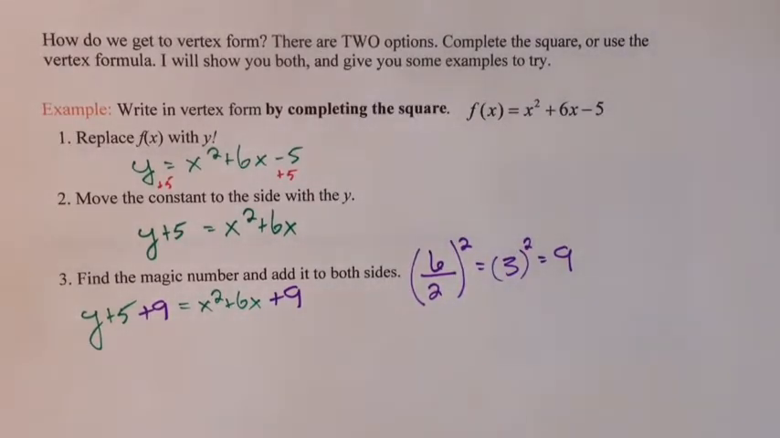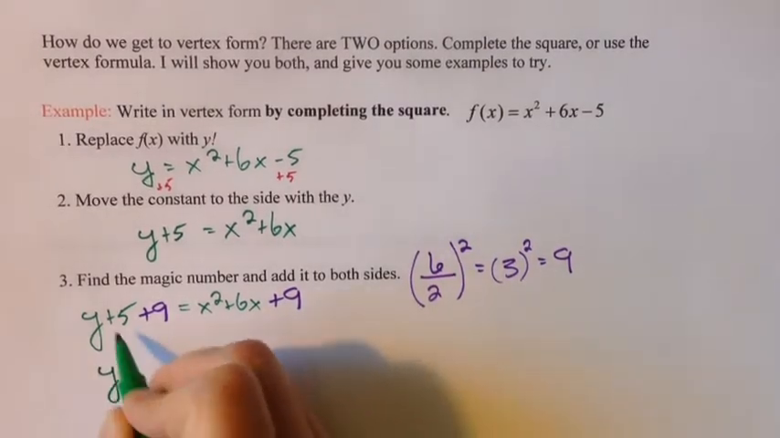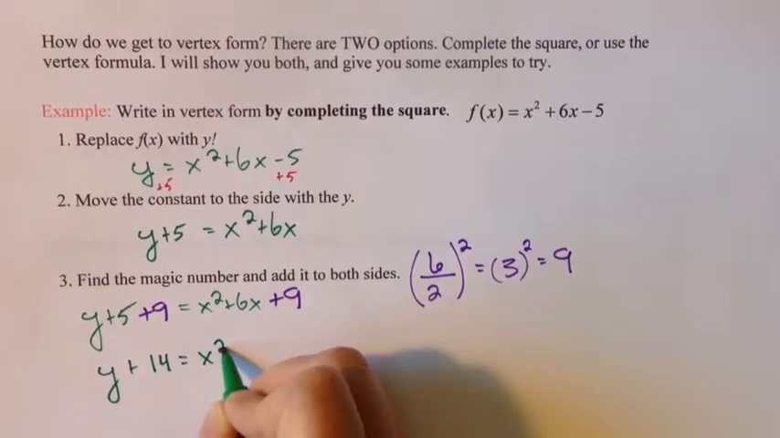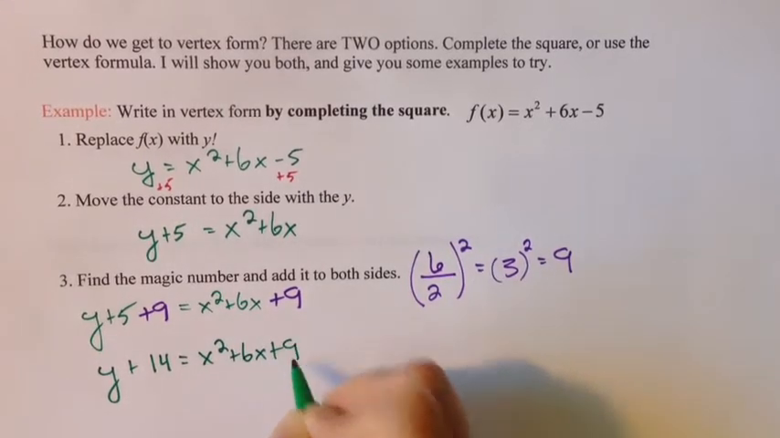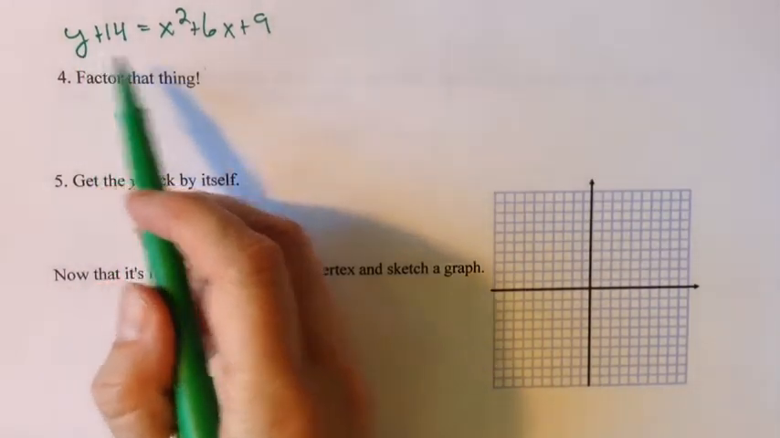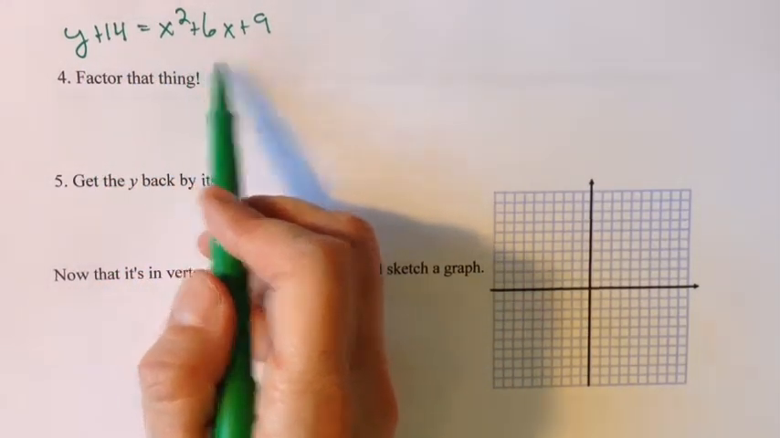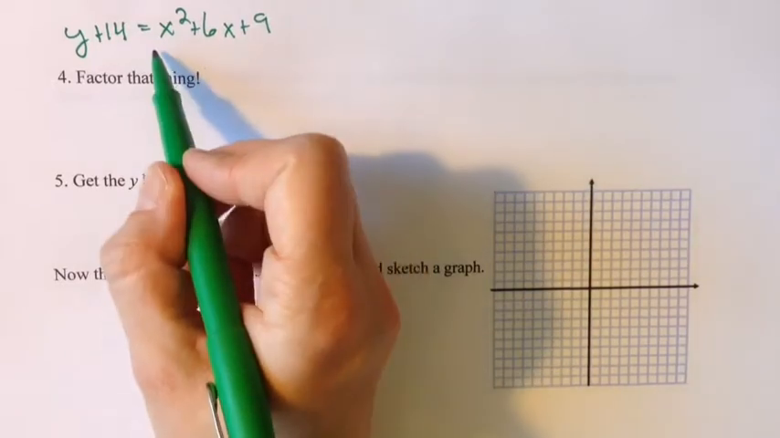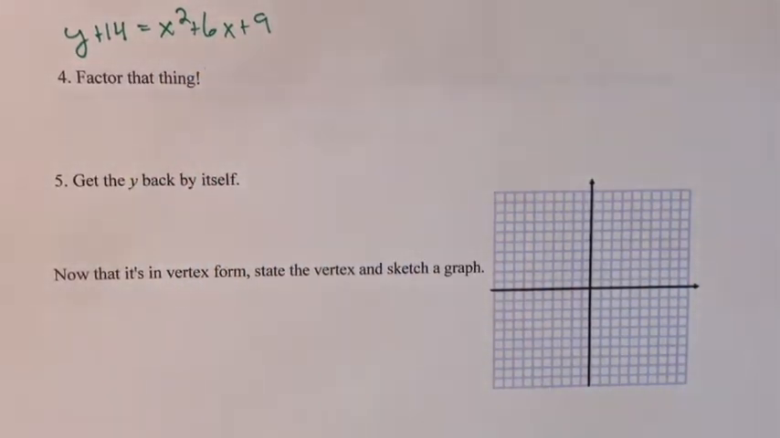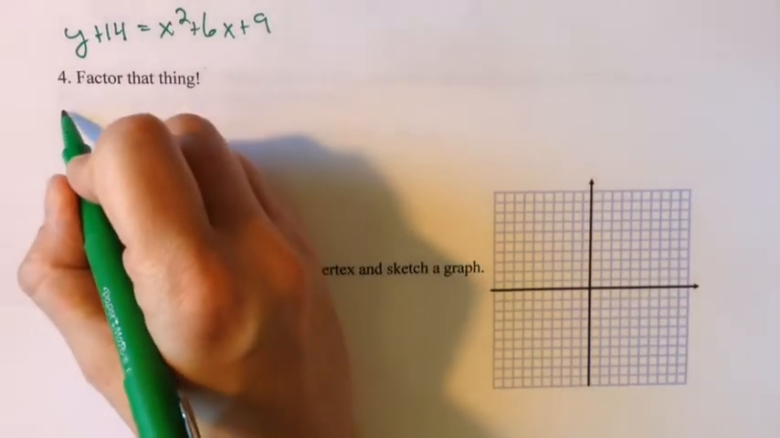I'm also going to go ahead and simplify this a little bit. 5 plus 9 is 14, so I have y plus 14 equals x squared plus 6x plus 9. Now that I have y plus 14 equals x squared plus 6x plus 9, I'm going to factor the right-hand side. Now this better factor as a perfect square. That was the point of finding the magic number and adding it to both sides.